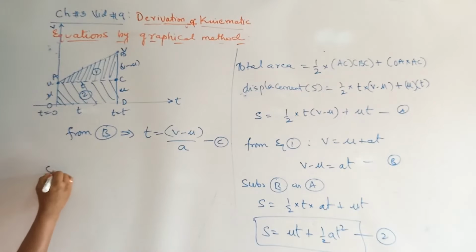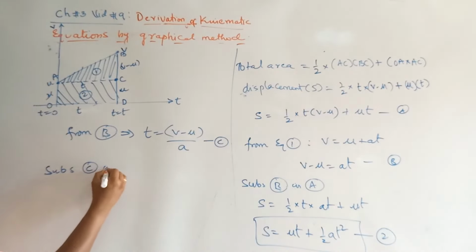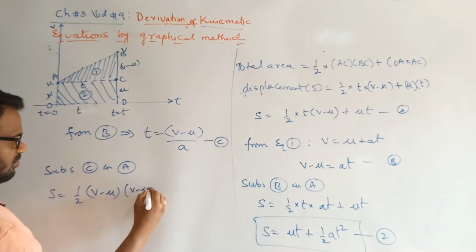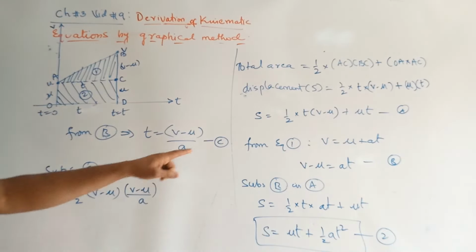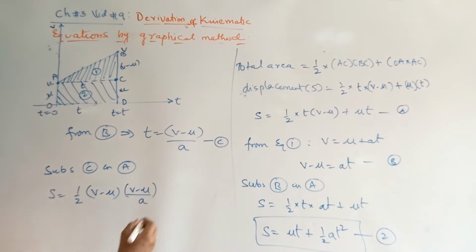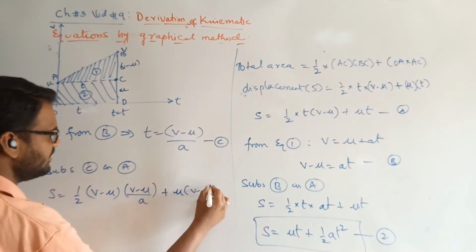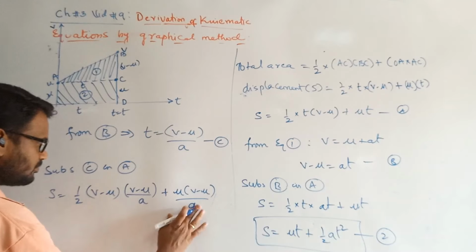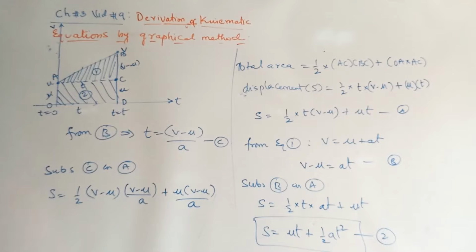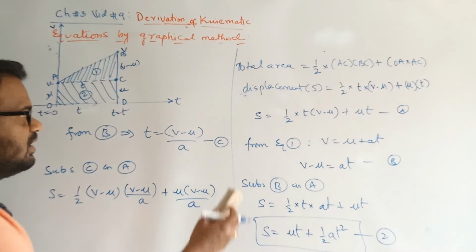It is like this. Substituting C in A, now check out what you are going to get. S is equal to half times V minus U, this V minus U is as it is, and for this T I am going to write V minus U by A. Half V minus U is as it is. One T has been replaced by V minus U by A, plus U into, again T is replaced by V minus U by A. Accordingly, I can now eliminate this part.